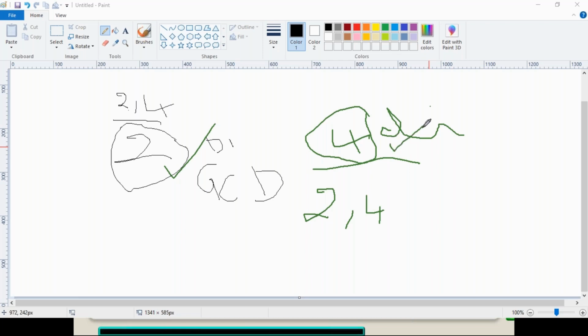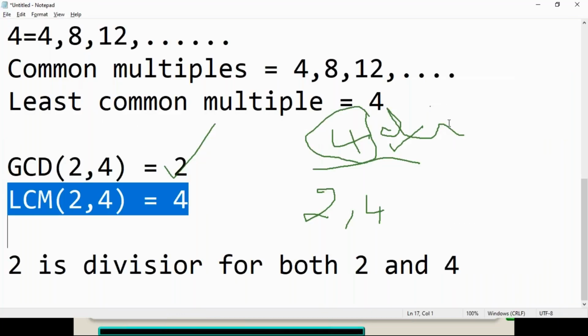From an exam point of view, anywhere they say find the least number which is exactly divisible by, divisible by means LCM. Find the greatest number which exactly divides the given numbers, then you have to go for the GCD or HCF. So divisible by means LCM and divides means GCD. Write down a note.